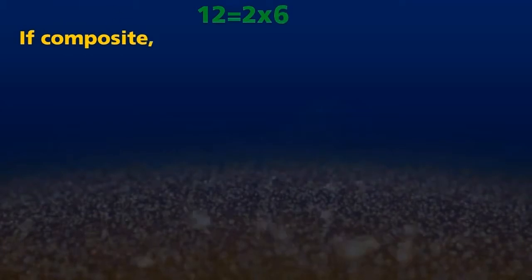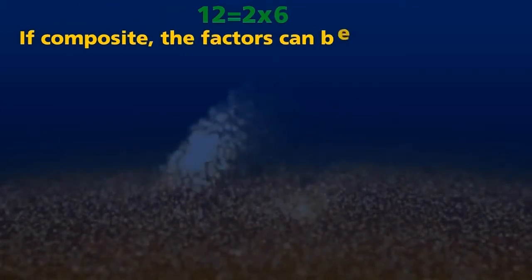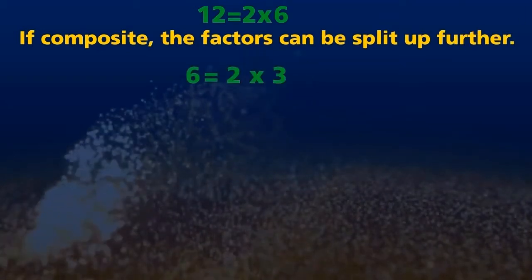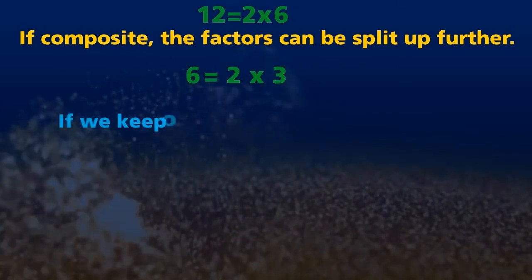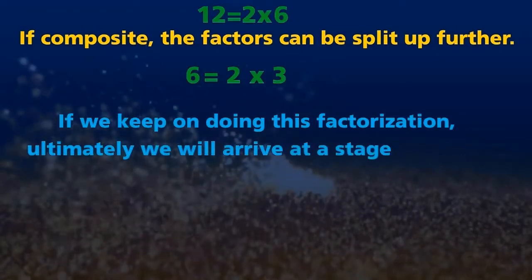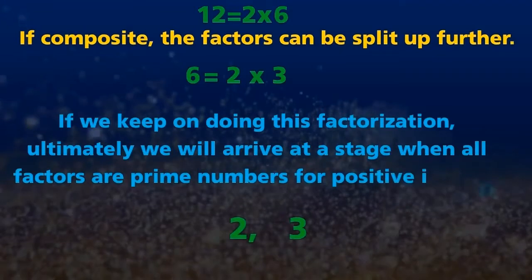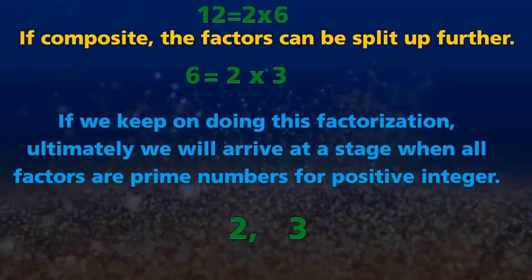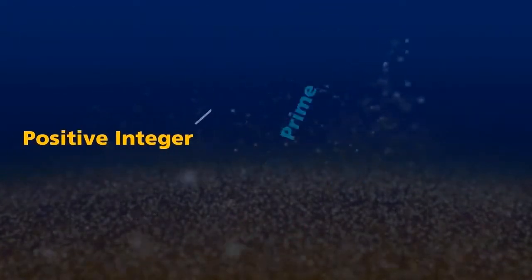If composite, the factors can be split up further. If we keep on doing this factorization, ultimately we will arrive at a stage when all factors are prime numbers for the positive integer, as shown in the figure.